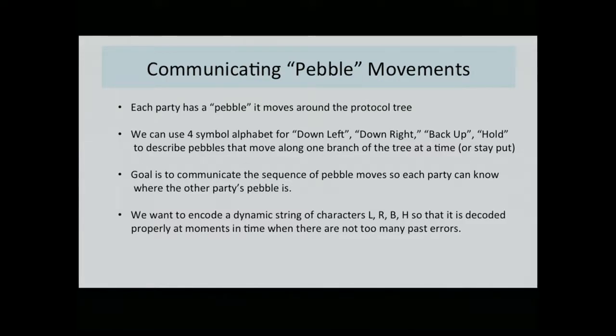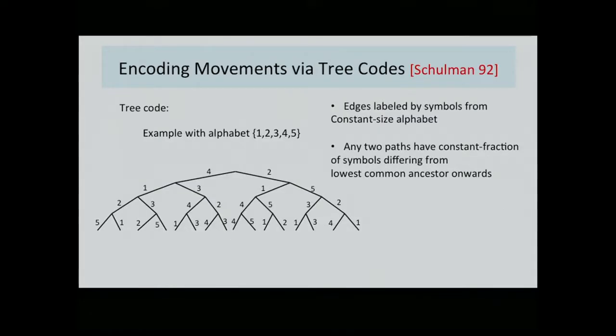So we can think of this in some sense as related to a streaming code problem, where we want to encode a dynamic sequence of characters, left, right, back, and hold, so that it is decoded properly. The entire sequence so far, we want to be decoded properly at special moments in time when there haven't been too high a density of errors in the past. And the global guarantee is that by the end of the protocol there will be such a point in time, where the past obeys this relative density of error bound.